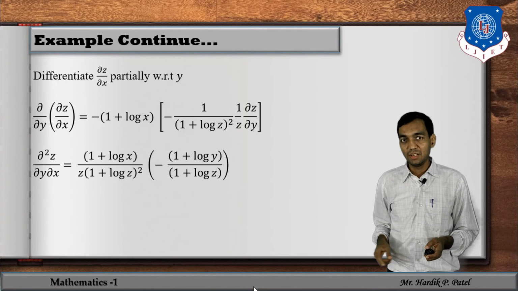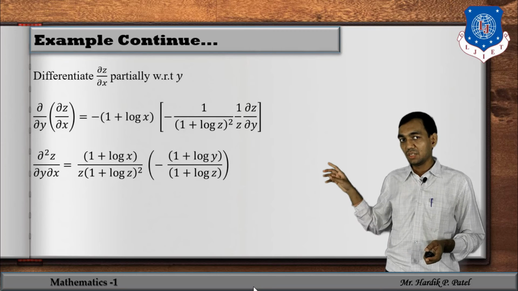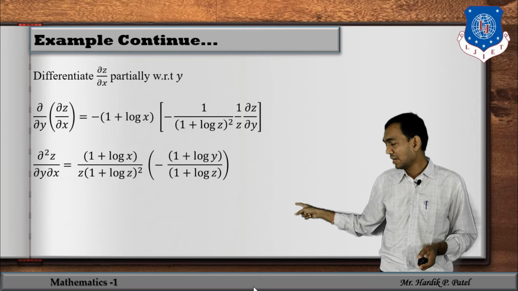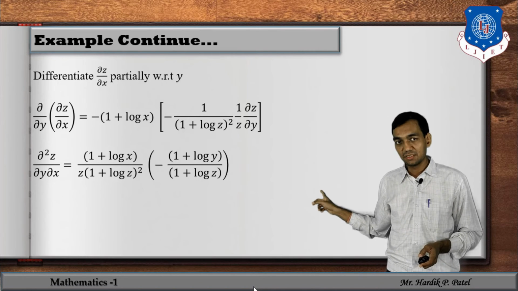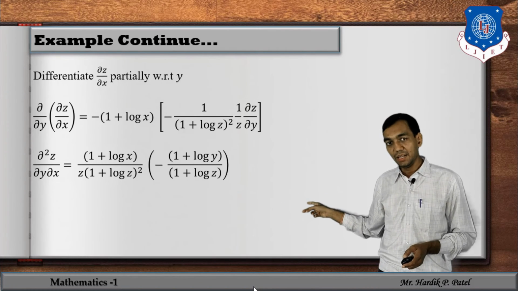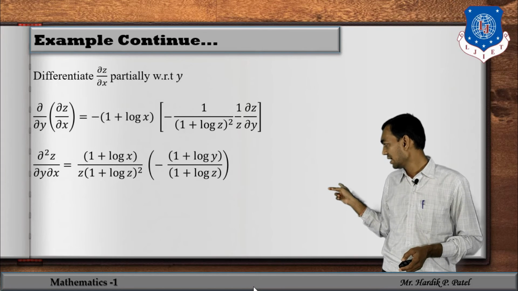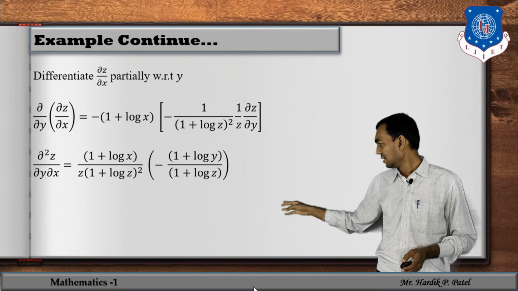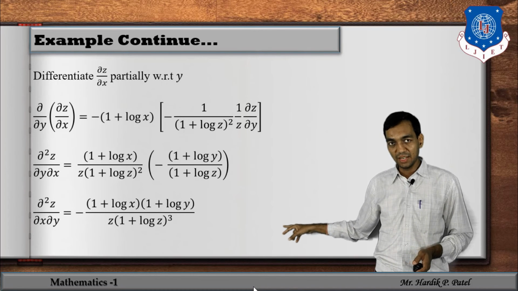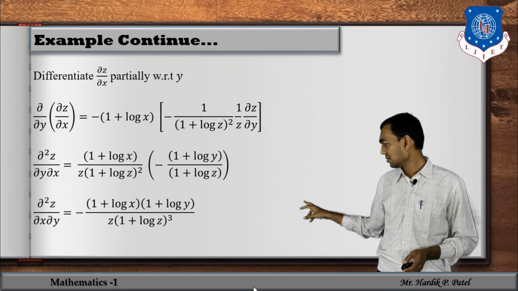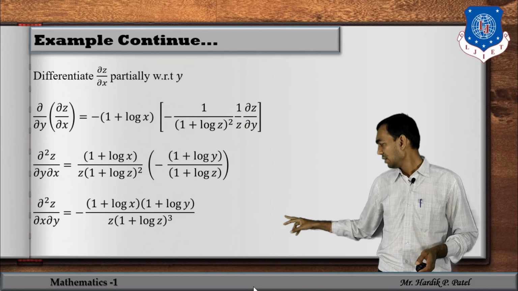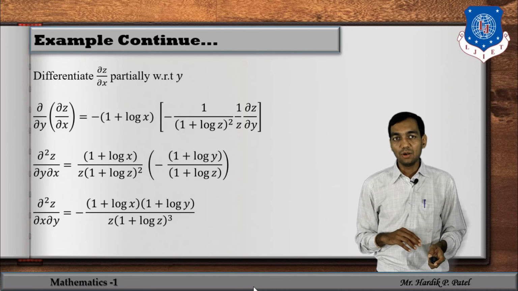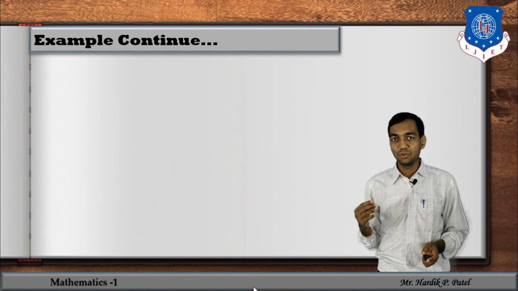Now substitute that value of del z by del y, and that will give you del square z upon del y del x is equal to 1 plus log x divided by z into 1 plus log z the whole square into the bracket minus 1 plus log y divided by 1 plus log z. So if you simplify this, then your del square z upon del x del y will be minus of 1 plus log x into 1 plus log y divided by z into 1 plus log z the whole cube. Correct?